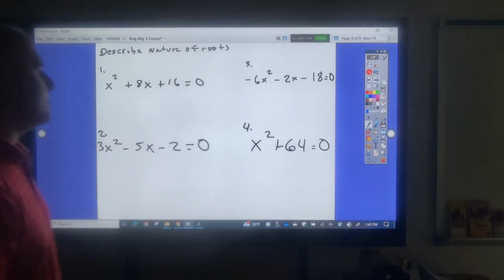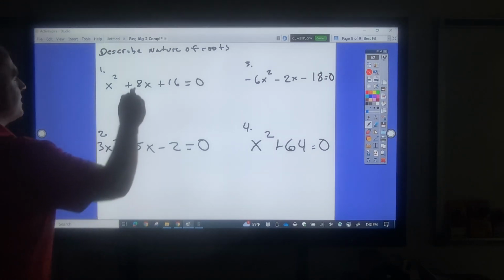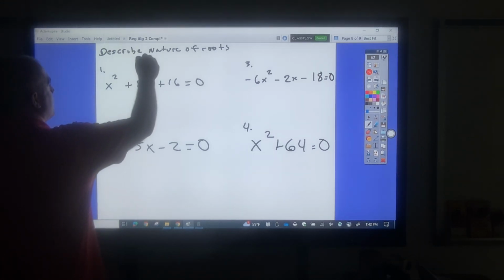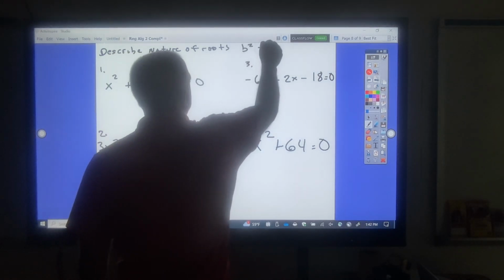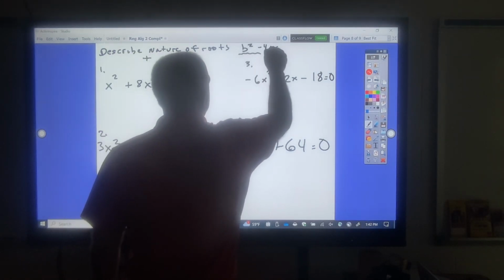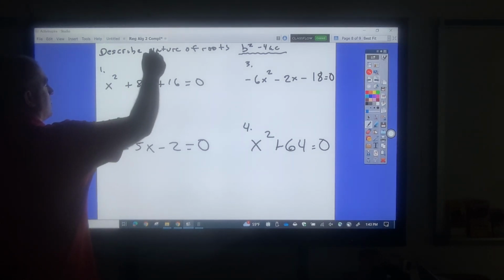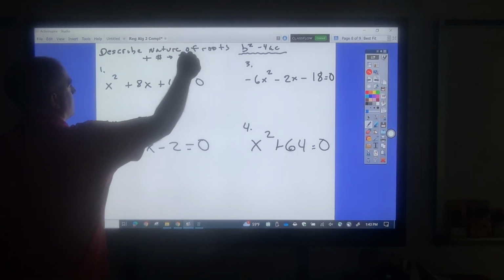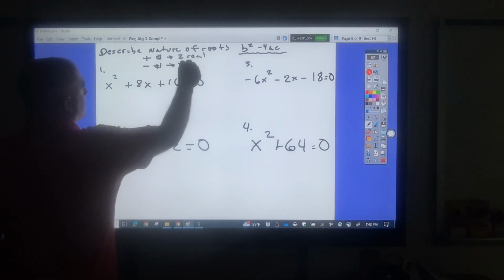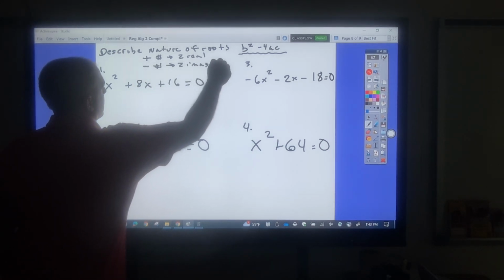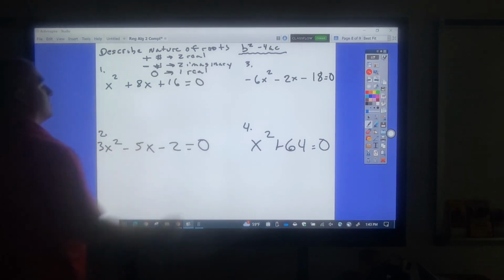Okay, describing the nature of the roots, okay? Now, here's the idea. If you have a positive number, and nature of the roots, all we got to figure out is our discriminant. Okay? All right, if I get a positive number, that means I have 2 real. If I get a negative number, that means I have 2 imaginary. If I get 0, I've got one real.